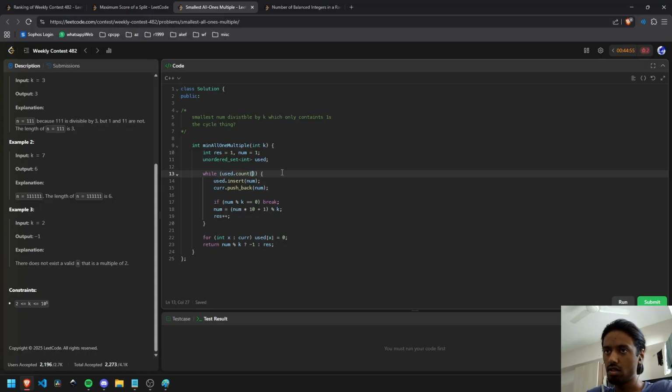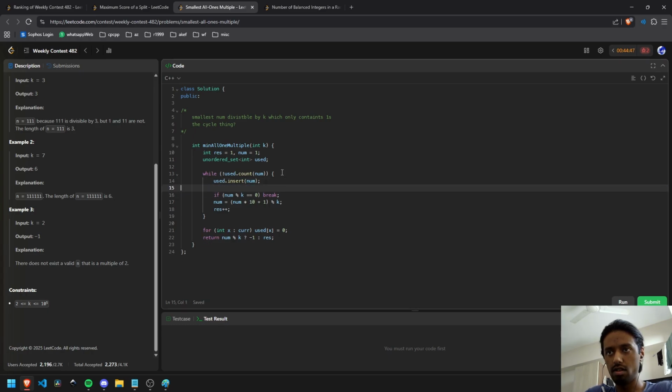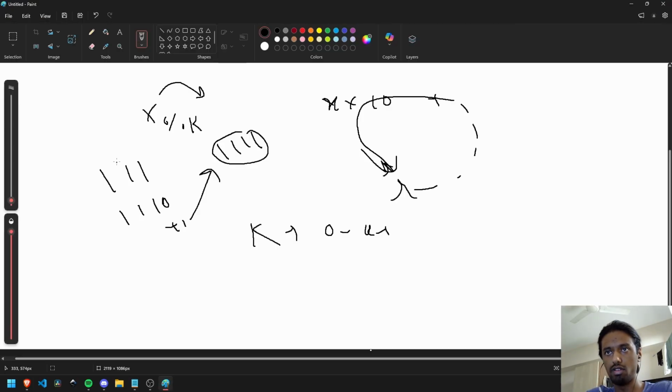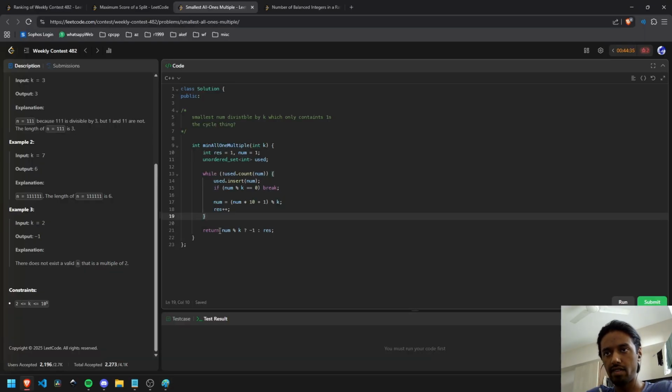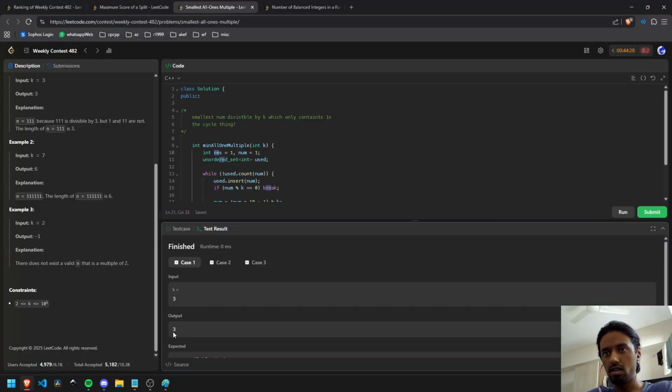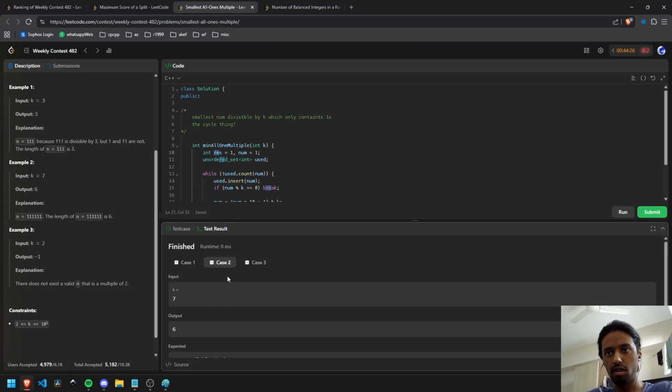Just count the number, right? If we haven't seen this number, then you insert it. This line isn't required anymore. If it's divisible by k, that means we have found our number. Else we do the operation and go to the next number, and obviously the number of digits will increase by 1, since the operation is multiply by 10 and add 1. At the end, if it's not divisible, you return -1, else you return the number of steps taken.